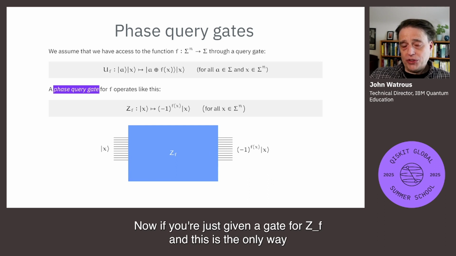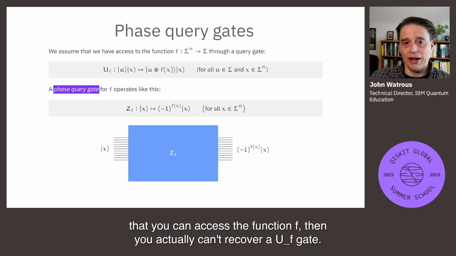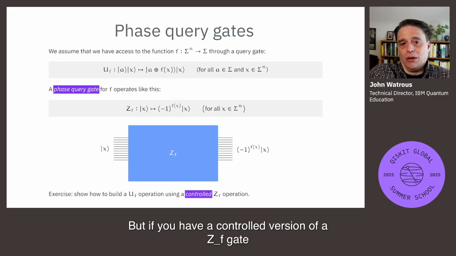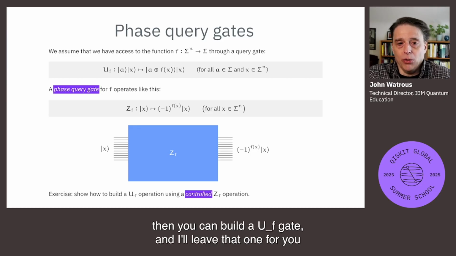Now, if you're just given a gate for Z_f, and this is the only way that you can access the function f, then you actually can't recover a U_f gate. But if you have a controlled version of a Z_f gate, then you can build a U_f gate, and I'll leave that one for you as an exercise.